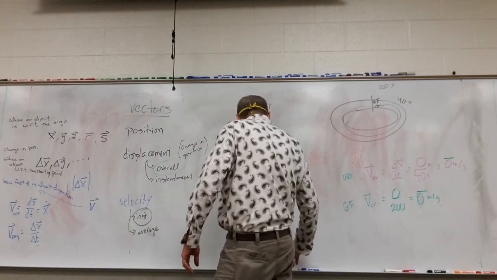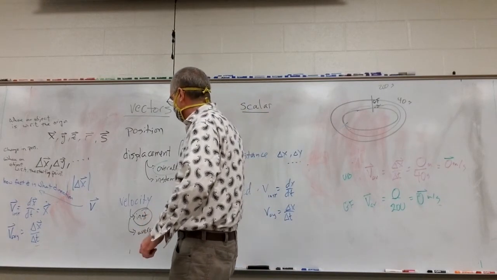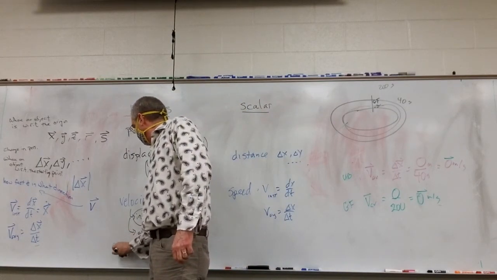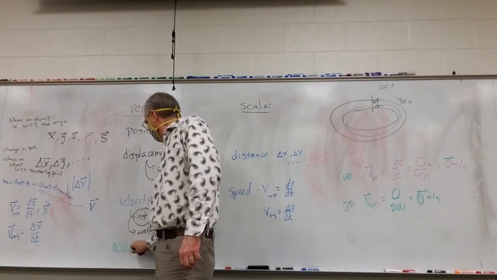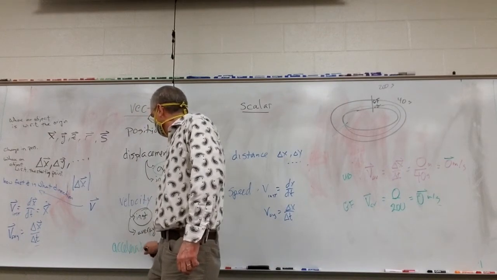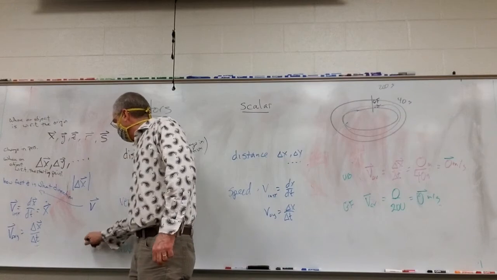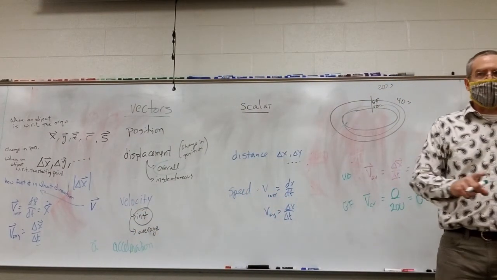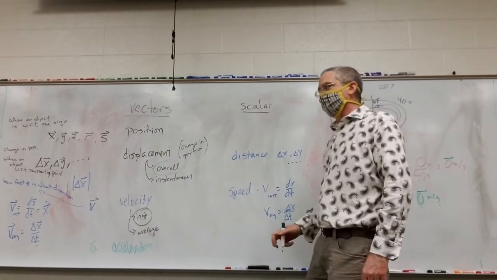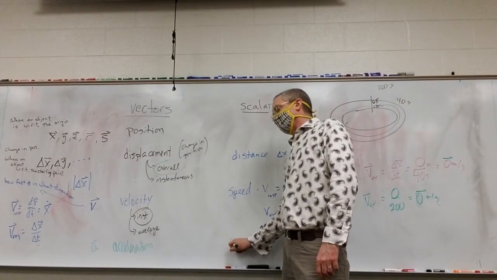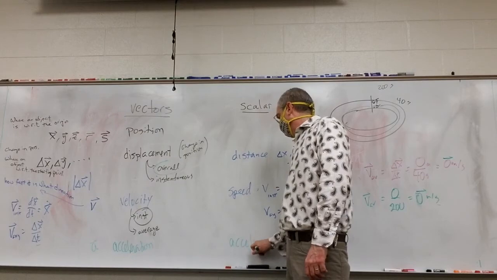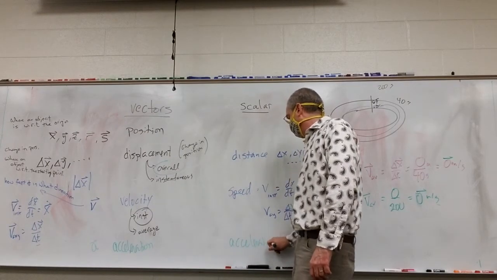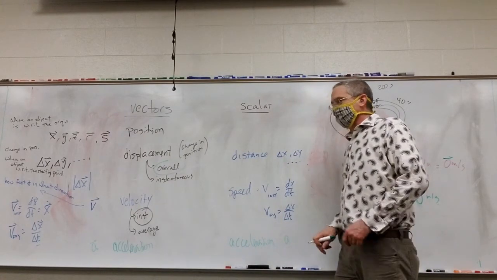Yeah, we got time to do this next level. Acceleration. A, with a vector symbol over it. There is a scalar analog for acceleration. It is called acceleration. And it's A without the vector symbol.